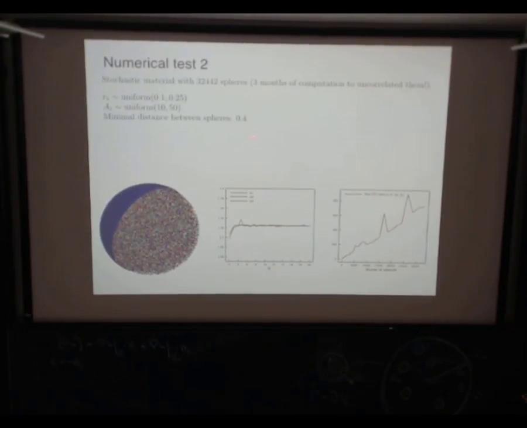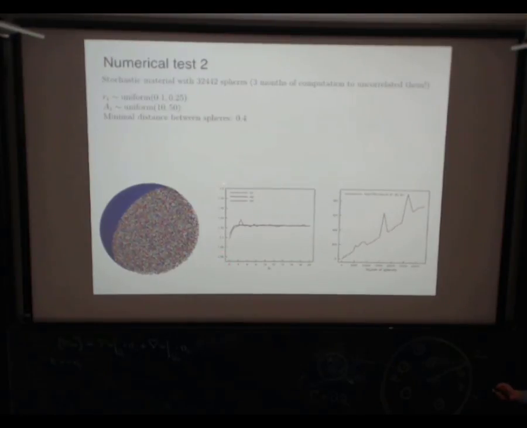Okay, a second test case. We have some spheres that are randomly located. However, there's a minimal distance between them of 0.4. The contrast is uniformly distributed between 20 and 50. The radii are also uniformly distributed between 0.1 and 0.25. So these are like 32,000 spheres in the largest configuration when R is equal to 20.